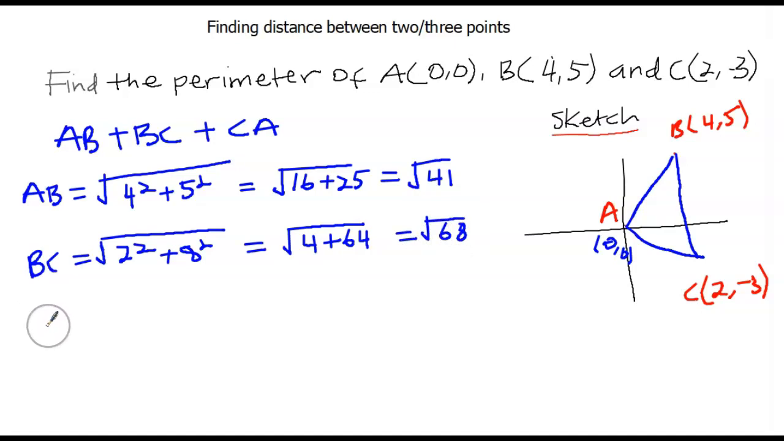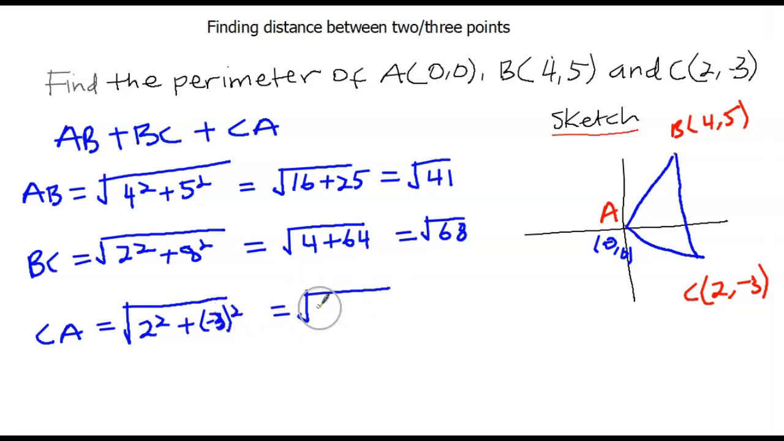And then we find our CA. So the CA is just going to be only this number because the A is at the origin. So we're going to square this. So it's going to be 2 squared plus -3 squared. That gives us 4 and 9. And that's square root of 13.